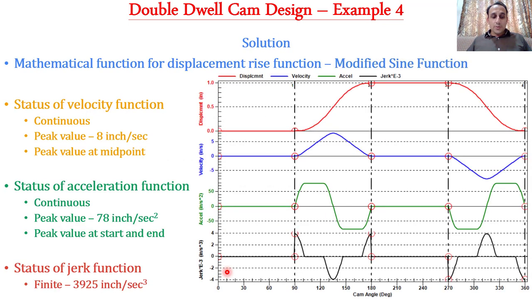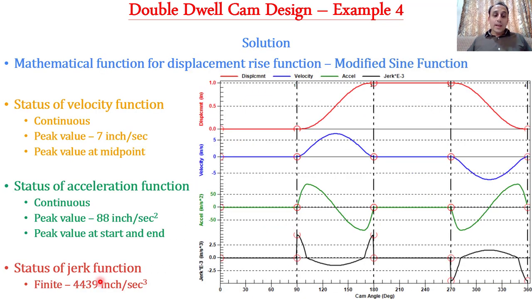So if you look at the peak value of the modified trapezoid, the peak value of jerk is 3925 inch per second cube, whereas in this one the peak value is increased. There's no doubt that the peak value is increased, but now it's relatively smooth as compared to the modified trapezoidal function. So basically, if we use different functions, there are trade-offs. If we reduce the acceleration, what is happening? The jerk is increasing.